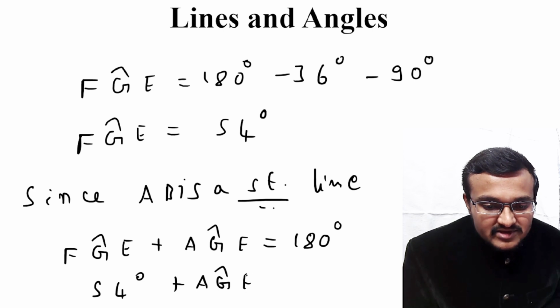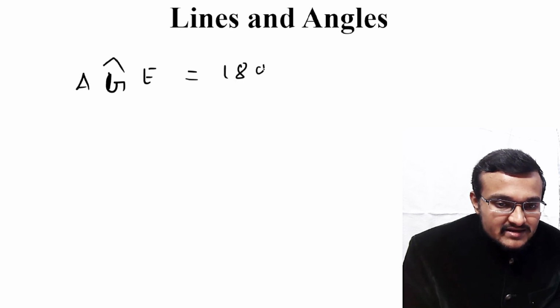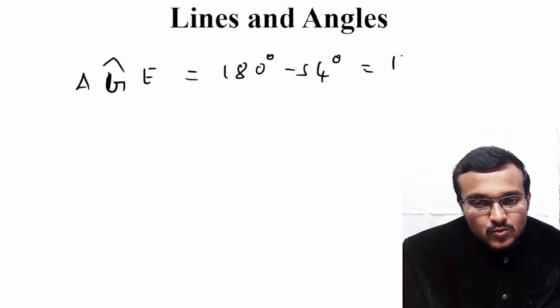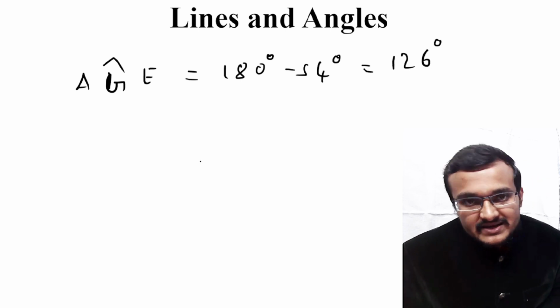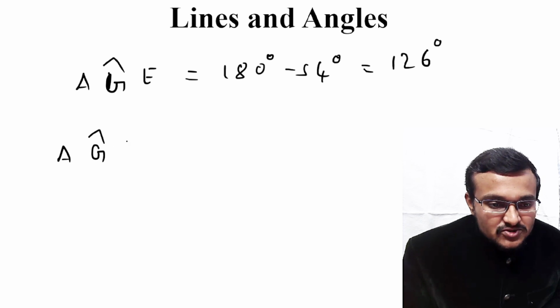So AGE will be equal to 180 degree. So 54 you can bring to RHS. So AGE is equal to 180 degree minus 54 degree, which is equal to 126 degree. So 126 degree is the value for AGE. So AGE is equal to 126 degree.